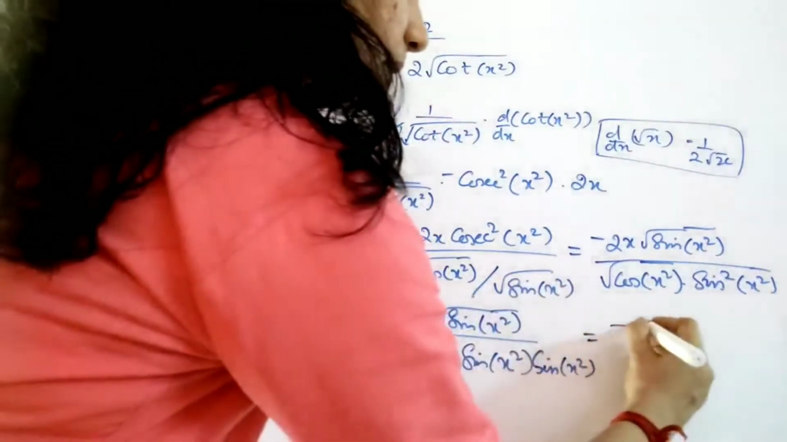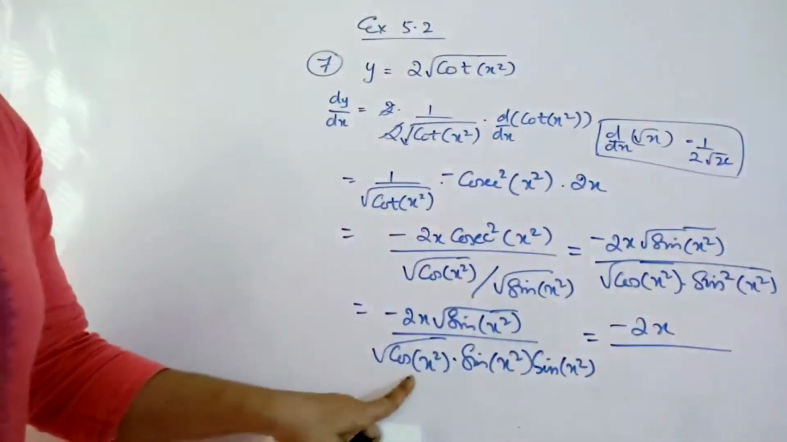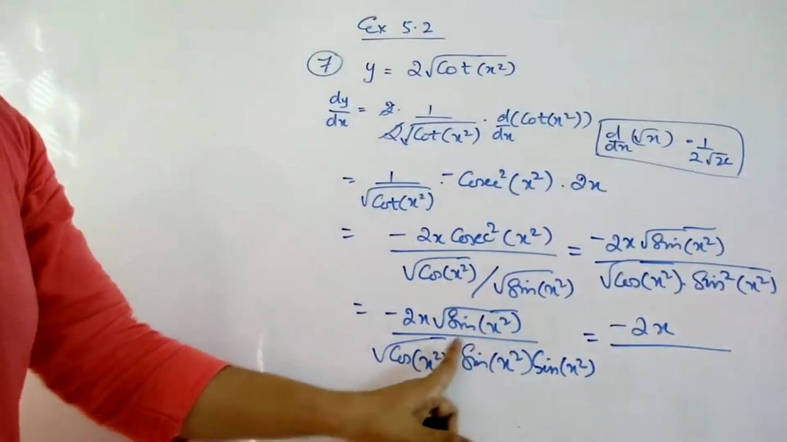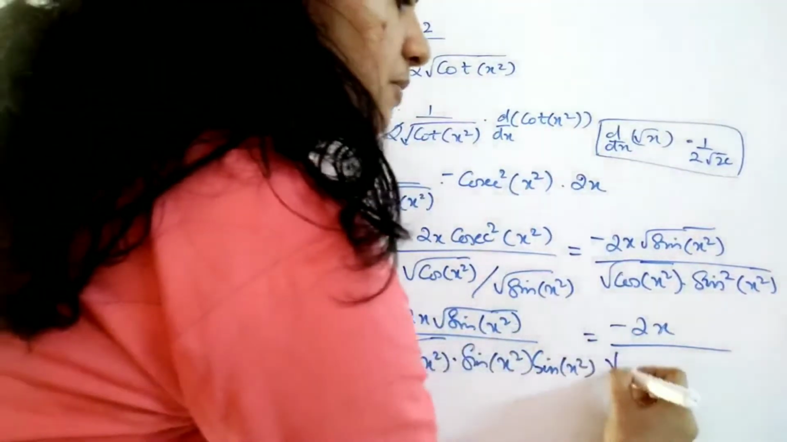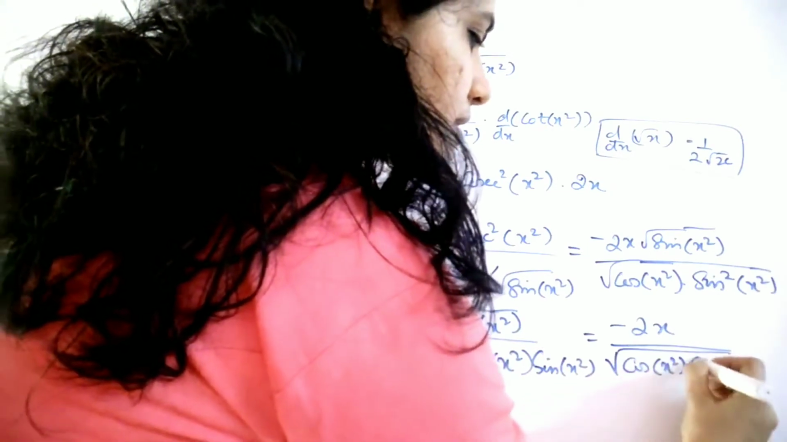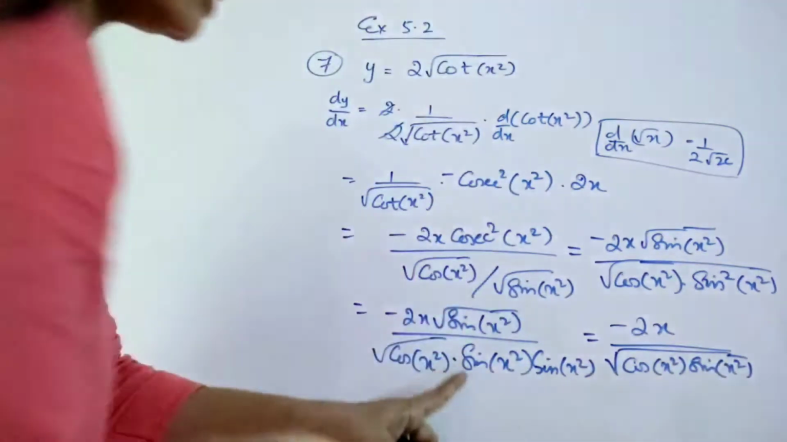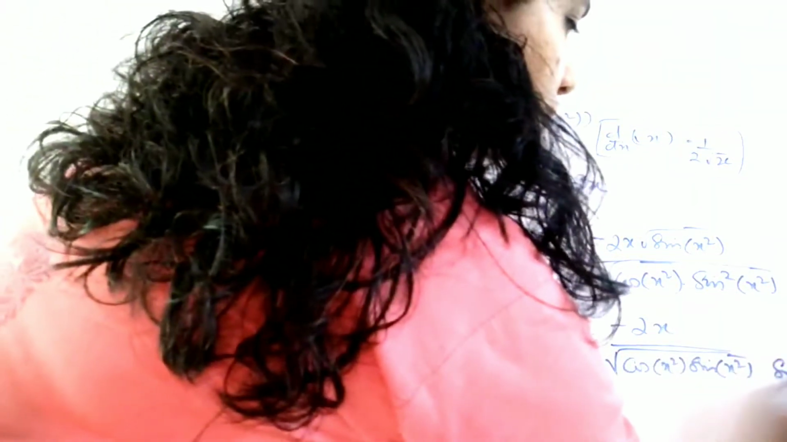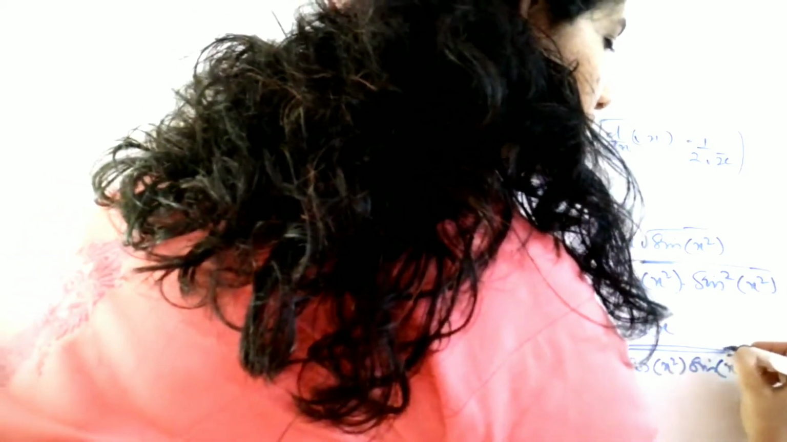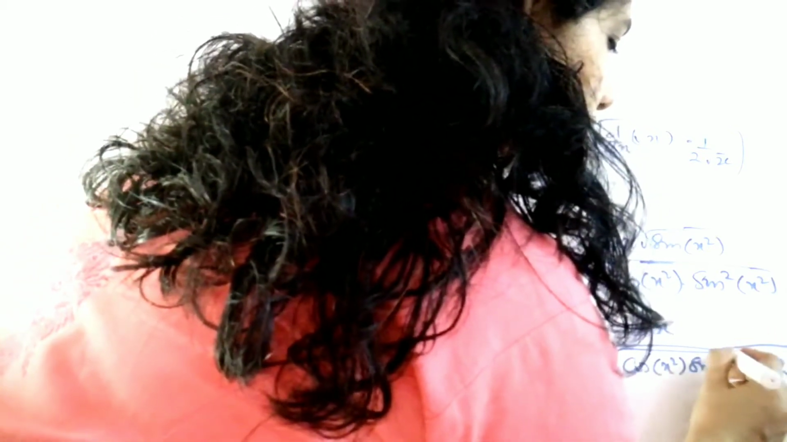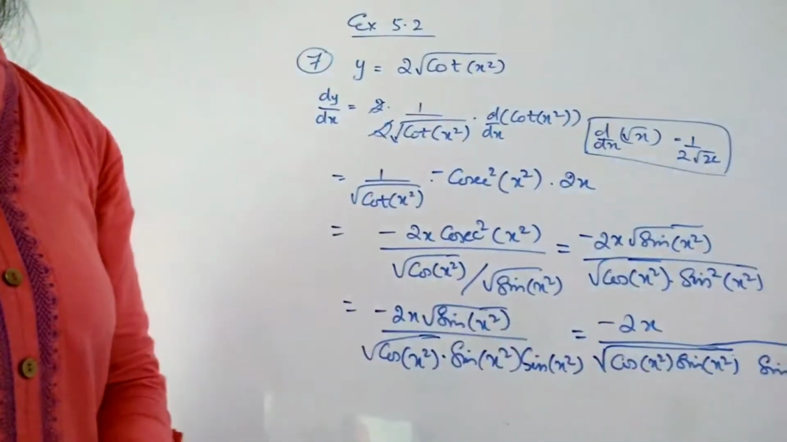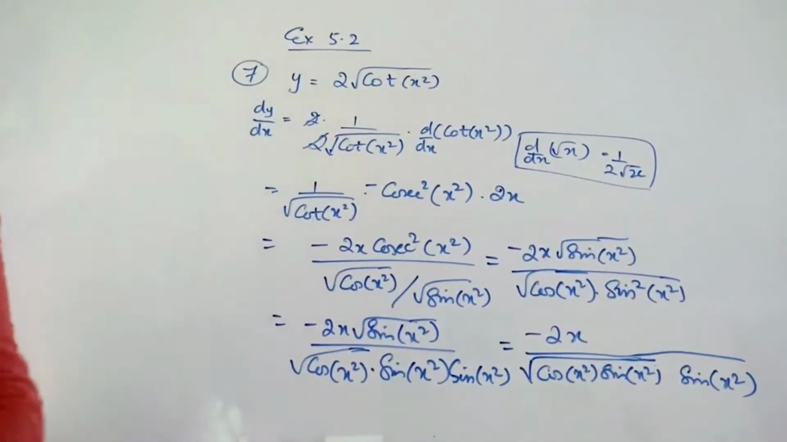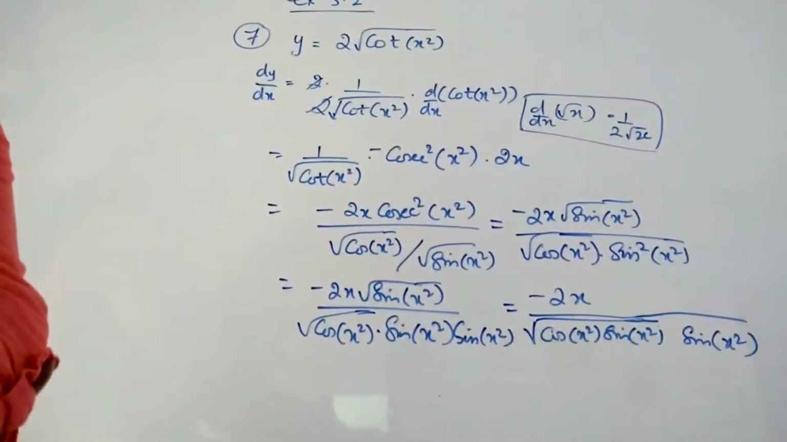That means this will become minus 2x divided by, this is inside the root, and by cancelling one of the terms you will get this inside the root. So inside the root you have two terms which are cos of x square and sine of x square. Numerator has been cancelled and one more term is left here, which is sine of x square, which is not in the root. Okay, it is only in the denominator. Root comes only till this point, right?